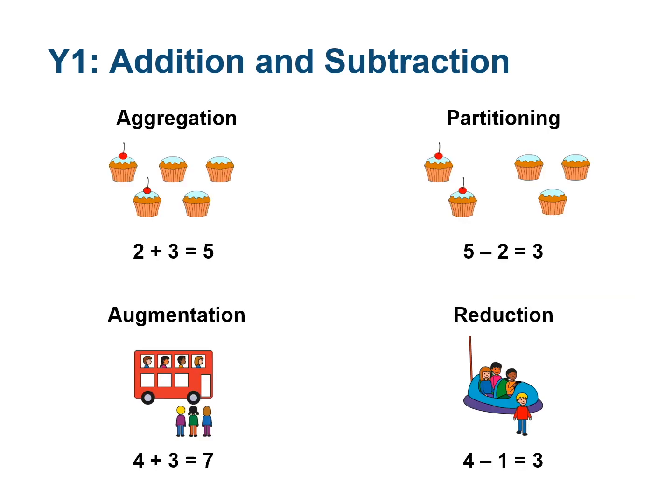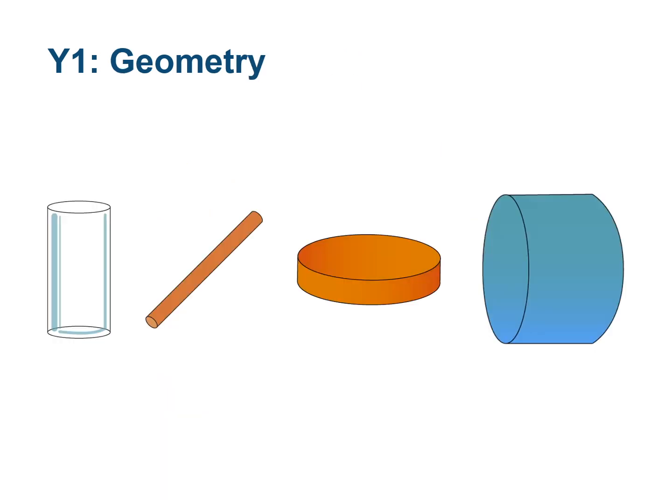So by the time they finish year 1, pupils should be able to write and interpret equations corresponding to the additive structures of aggregation and partitioning and augmentation and reduction. In geometry, pupils need experience in handling and discussing common 2D and 3D shapes. In the process, they'll learn to recognise and name common shapes such as these cylinders.